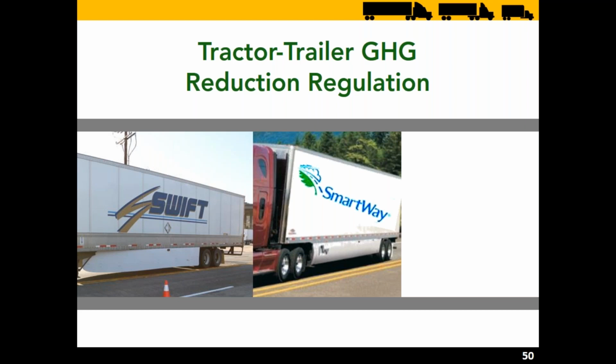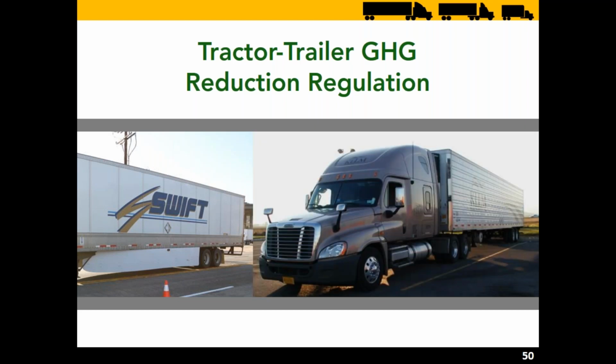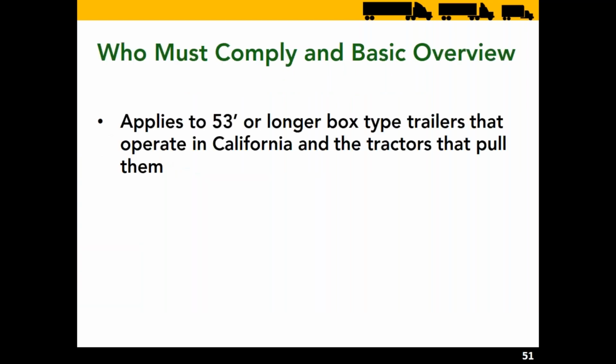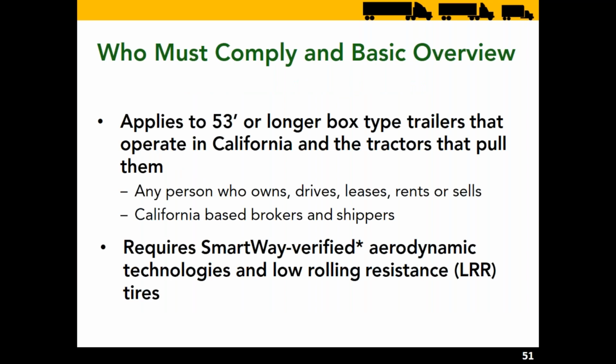SmartWay is a program that certifies certain equipment made by manufacturers that make vehicles more aerodynamic and fuel efficient, and therefore use less fuel. If you see trucks on the highway with the flaps below the trailer, you're seeing trucks using this program. You can see vehicles getting more aerodynamically efficient and burning less fuel using this program.